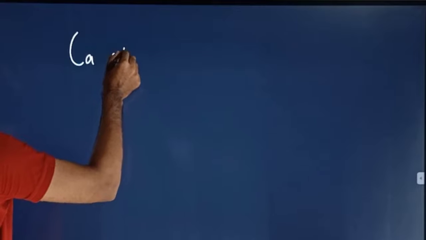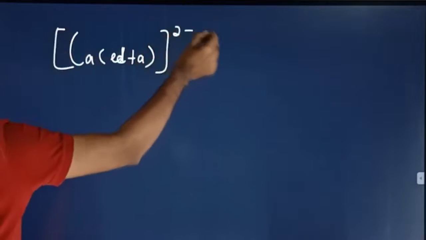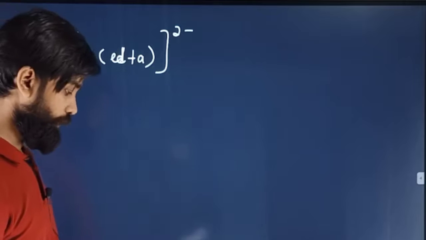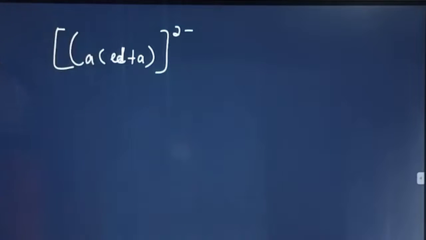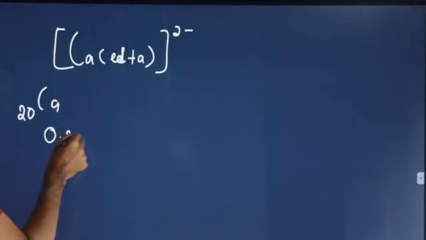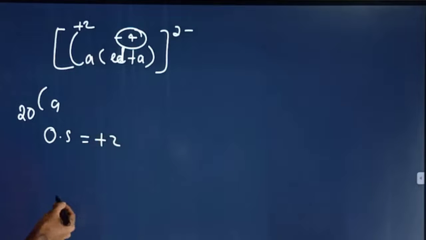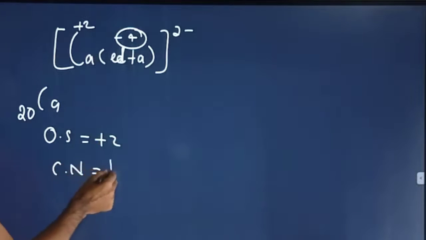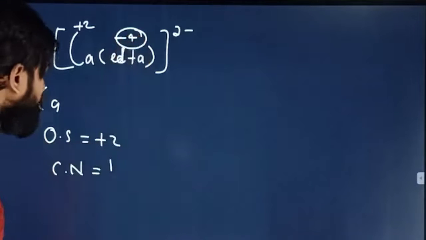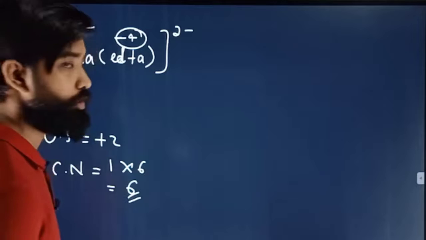Okay, next, Ca EDTA 2 minus. Okay, ready? Ca EDTA 2 minus. Now calcium with atomic number 20. Oxidation state: EDTA has 4 minus charge, so calcium will be plus 2. Calcium is always plus 2, you know. And the coordination number, since the charge of EDTA is minus 4, the denticity is 6, so the coordination number is equal to 6. Okay, so the coordination number is 6. Ready?